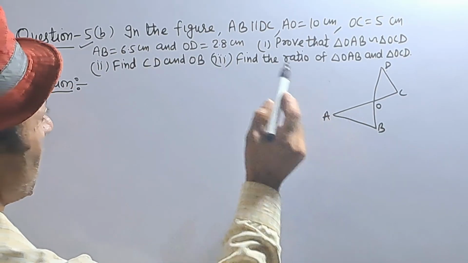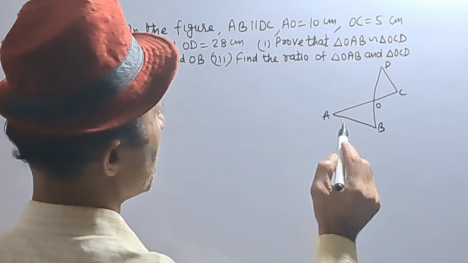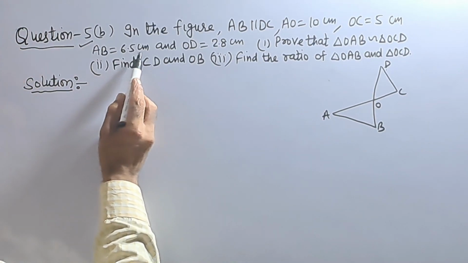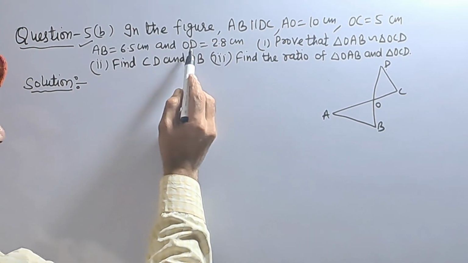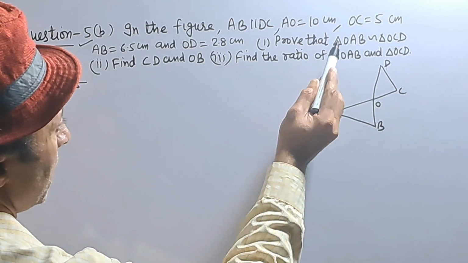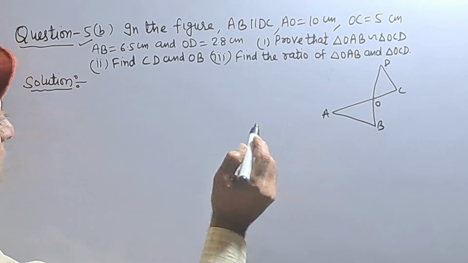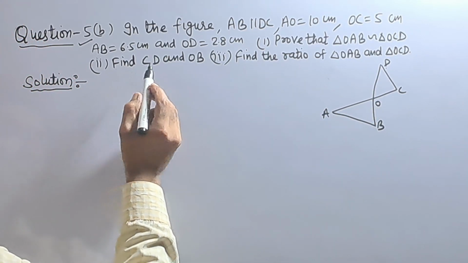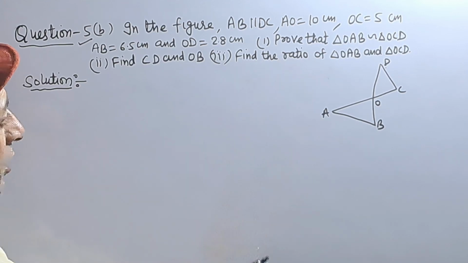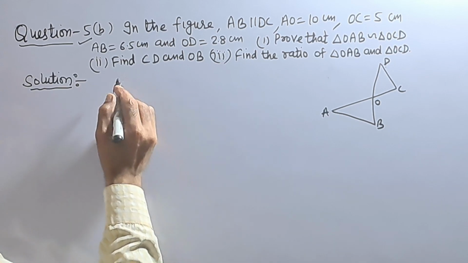Question number 5b. In the given figure, AB is parallel to DC. OA is equal to 10 centimeter, OC is equal to 5 centimeter, AB is equal to 6.5 centimeter, and OD is equal to 2.8 centimeter. Prove that triangle OAB is similar to triangle OCD. Find CD and OB. Third, find the ratio of triangle OAB and triangle OCD.